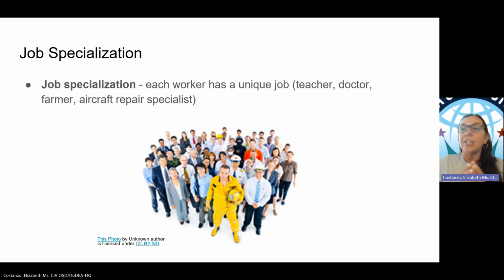Here's the definition. Job specialization: each worker has a unique job. Teacher, doctor, farmer, aircraft repair specialist, etc. So I've got that definition for the kids. They probably came up with that themselves or something like it, but this is the definition we need them to know. So now we're going to move into one of my favorite strategies, which is using pictures to learn things.